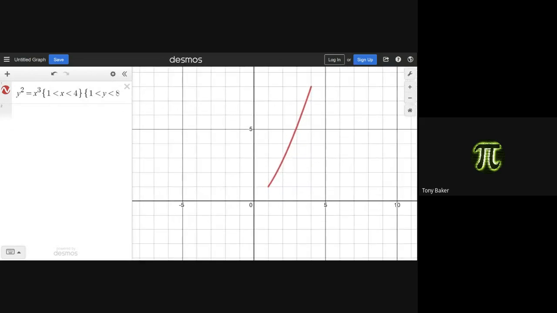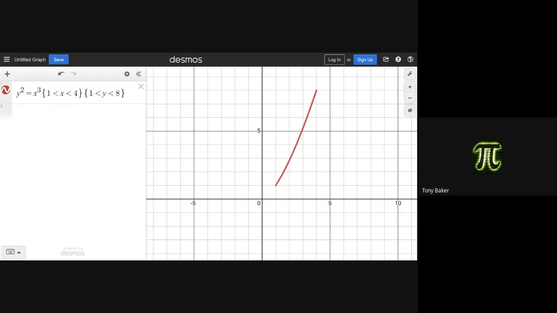So that's the curve we're looking for. We're looking for that length right there. It looks like a straight line. It is not quite a straight line. It's close, but it is not exactly a straight line. There is a little bit of a curve to that.